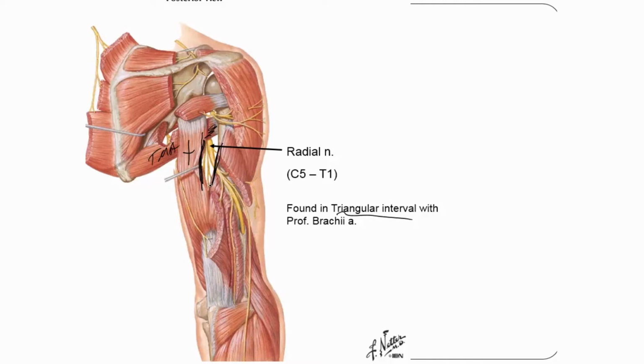So it travels with the deep branch of the brachial artery, the profunda brachii, and it supplies the muscles of the posterior arm that are seen here, the triceps muscle specifically, and the muscles on the posterior aspect of the forearm, which are very complex. There are several of them.